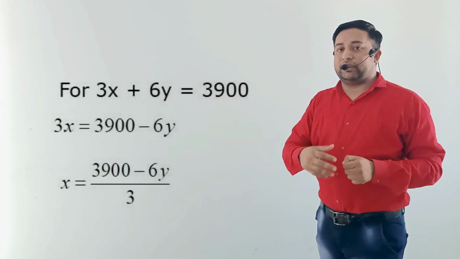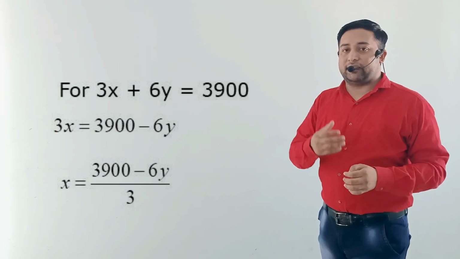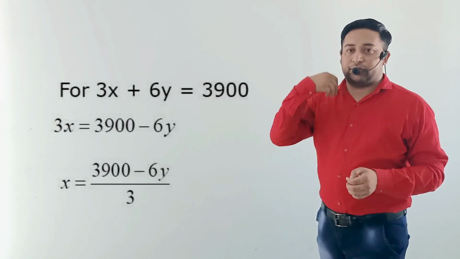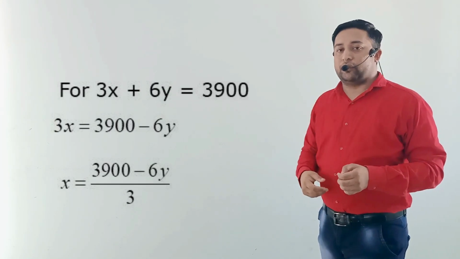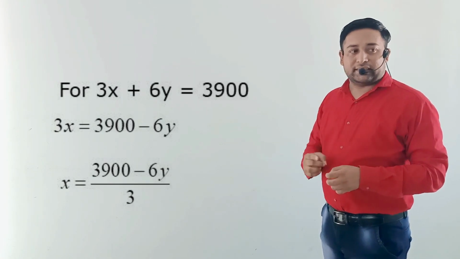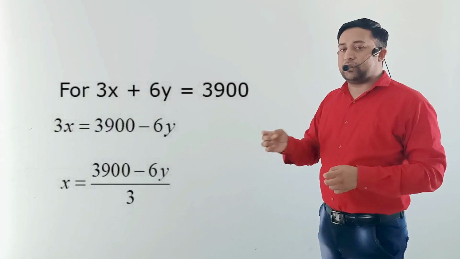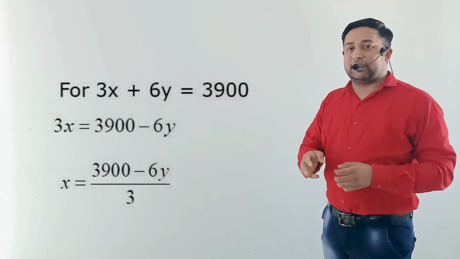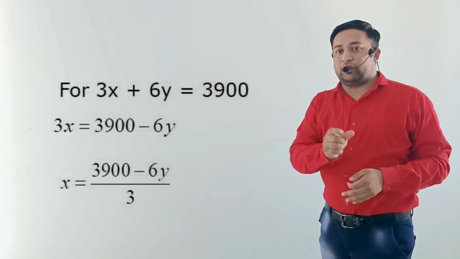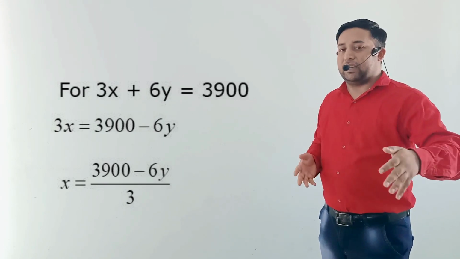Now I have got the equations in algebraic form. I want to draw the graph, so I need to get the coordinates. I will substitute values of x and get the value of y. I take the first equation, 3x plus 6y is equal to 3900. I am supposing the value of x is the bigger variable.